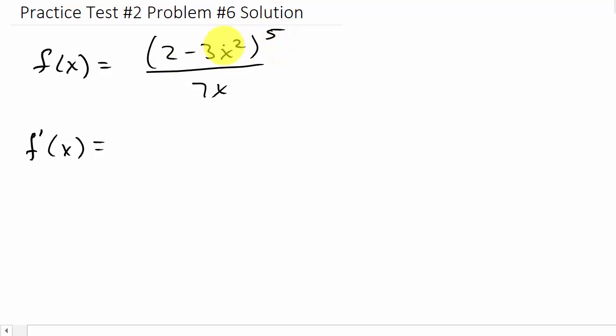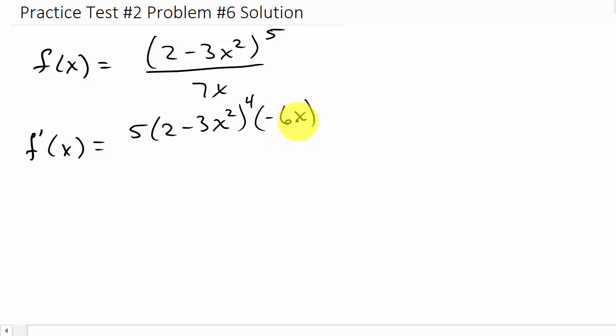So we have to use the chain rule here. So I bring the 5 down times 2 minus 3x squared and subtract 1 from the exponent, times the derivative of what's inside the parentheses. Okay, so that's minus 6x. Don't forget that when you're doing the chain rule, you bring the exponent down, subtract 1, and then you have to multiply by the derivative of what's inside the parentheses.